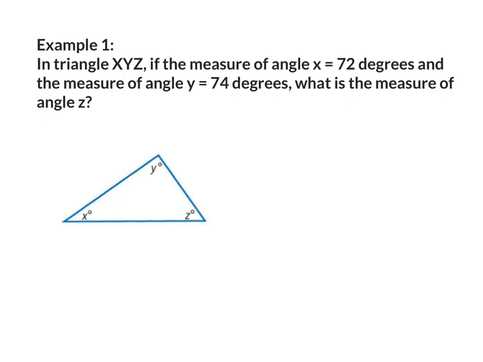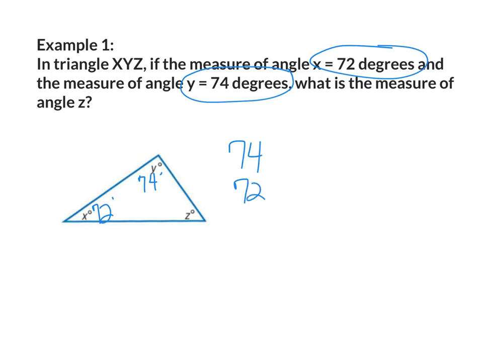Example 1. In triangle XYZ, if the measure of angle X equals 72 degrees and the measure of angle Y equals 74 degrees, what is the measure of angle Z? I'm going to take the information that I know and plug it into my triangle. Angle X equals 72 degrees and angle Y equals 74 degrees. I'm going to add those two measures together. That will give me 146 degrees.